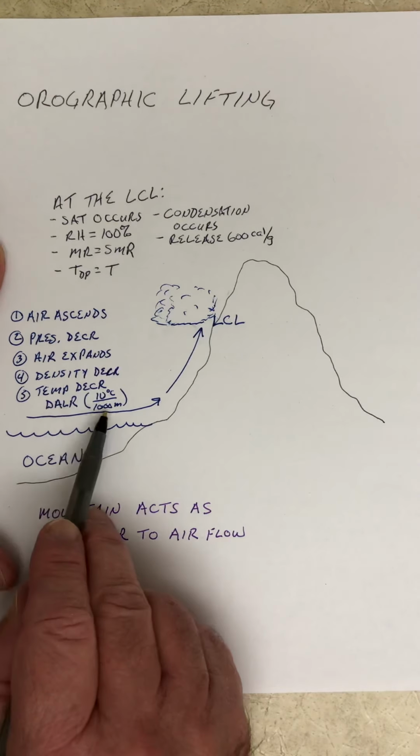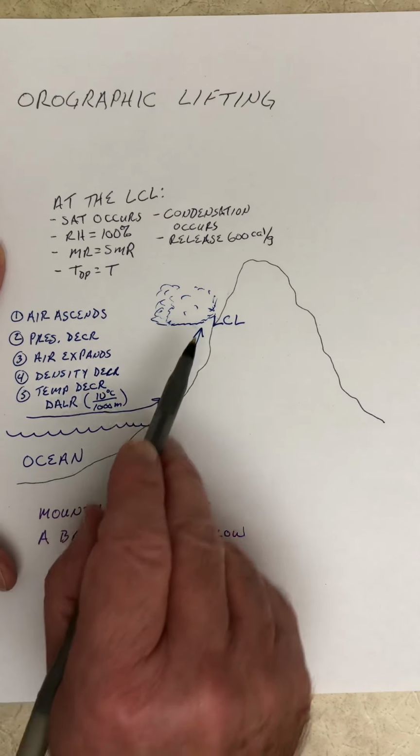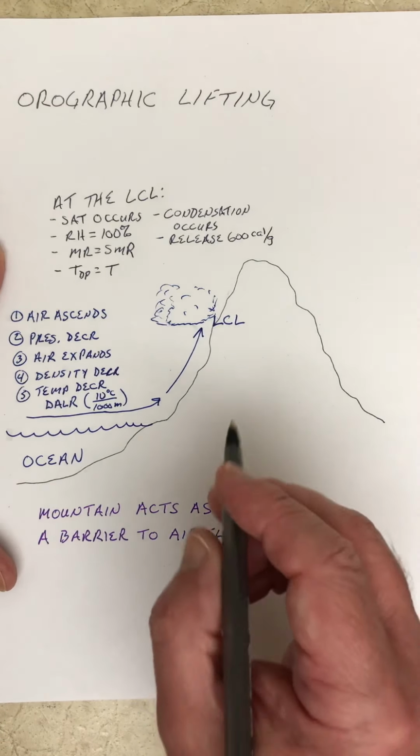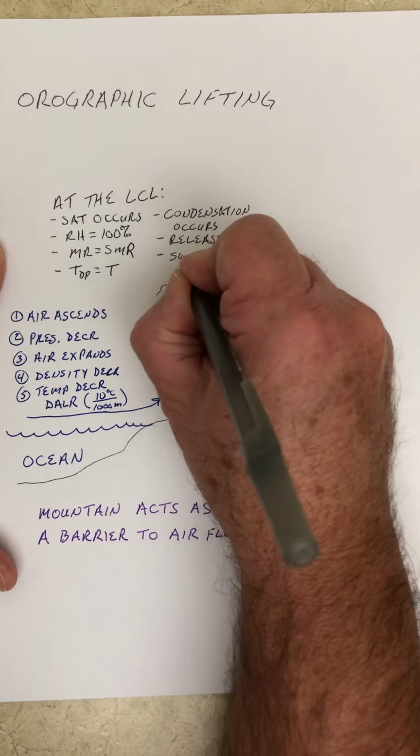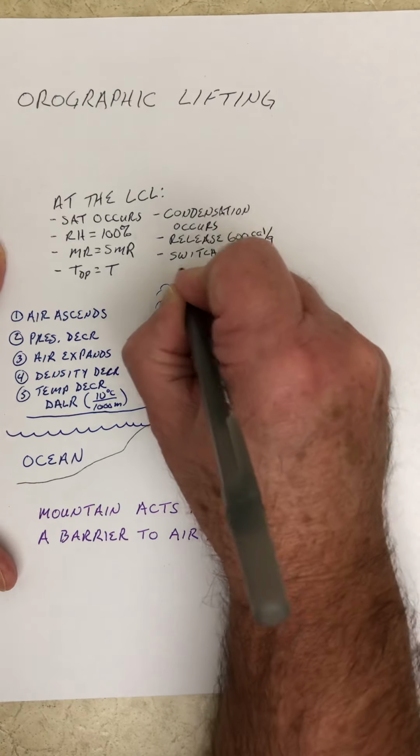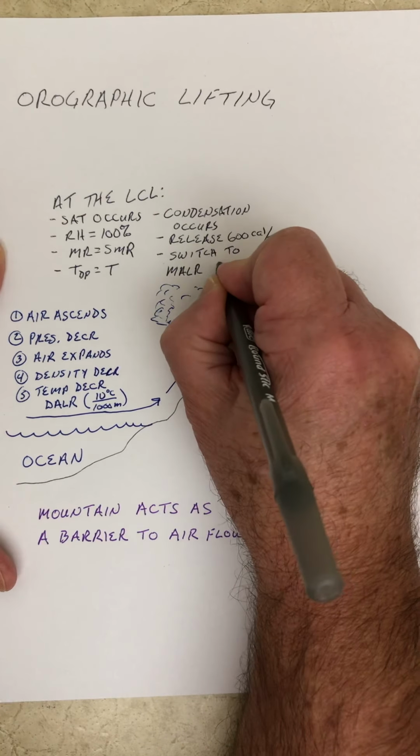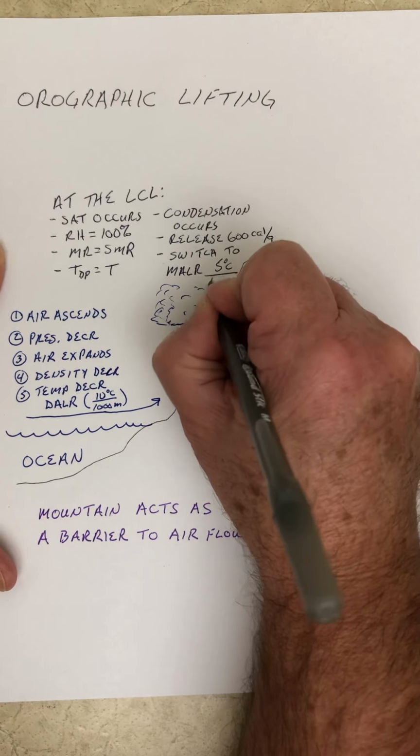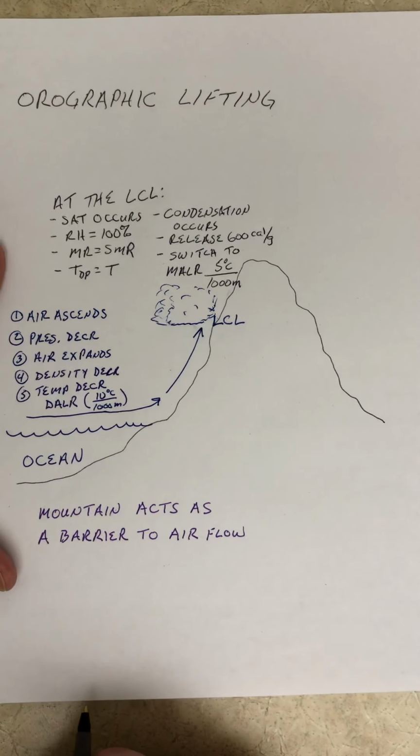So the rate of cooling was at 10 degrees C per 1,000 meters. Okay, and once you hit the LCL, the air is still going to cool as it rises, but it's going to cool at a slower rate. So we're going to switch to the moist adiabatic lapse rate, which, again, varies depending on where you are, but we're going to use 5 degrees C per 1,000 meters.